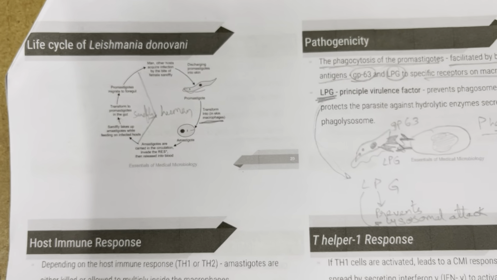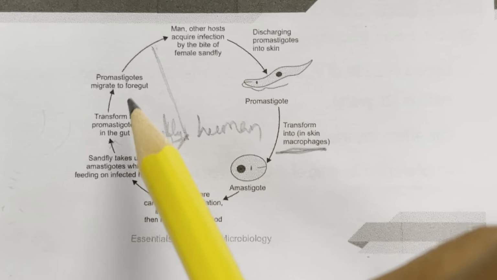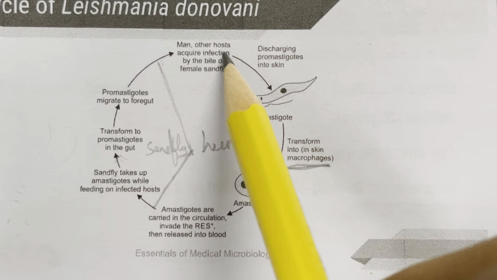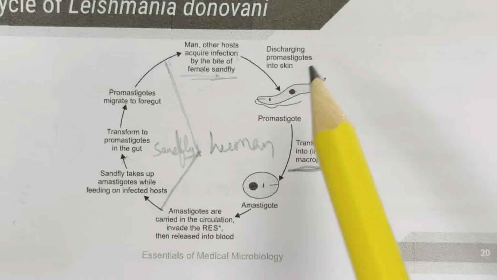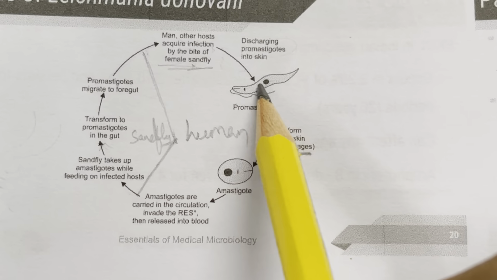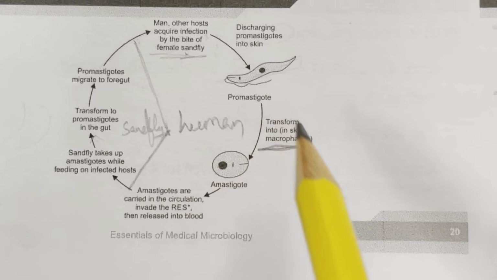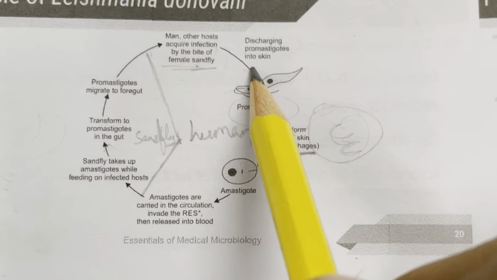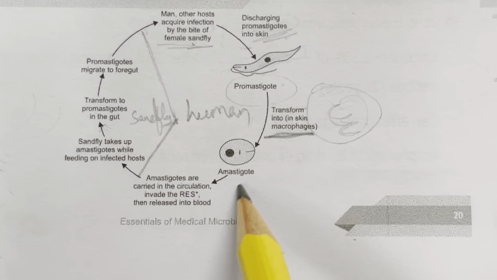So as you can see here, this is the life cycle of Leishmania donovani. So basically what happens is the sandfly bites the man. Man and other hosts acquire infection from the bite of the female sandfly. Then after biting the person, the promastigotes are discharged into the skin. So the sandfly discharges promastigotes into the skin, which are the infective forms. In the skin macrophages, it is transforming into amastigotes.